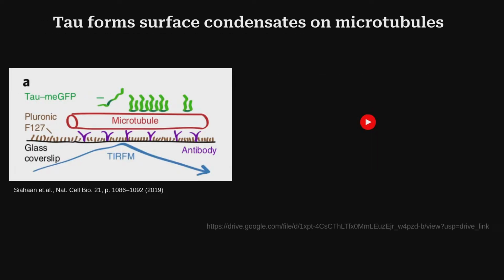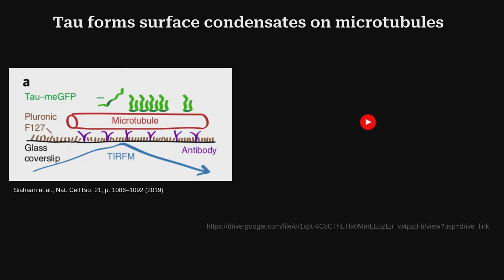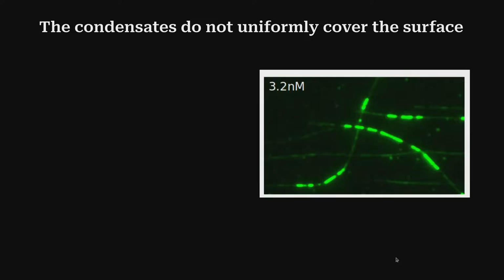And okay, this is what it would look like. You see that this condensation begins and then it grows. It spreads on the microtubule, and then it stops. It doesn't completely cover the microtubule surface. Once it stops growing, this is what it would look like under a microscope.